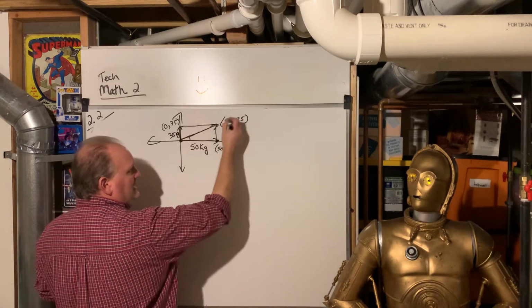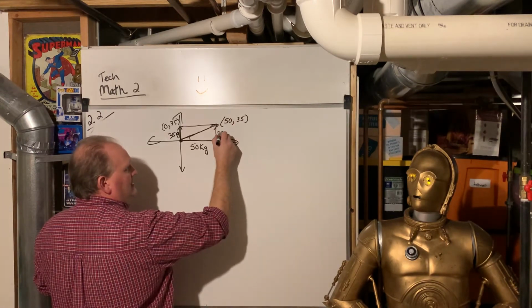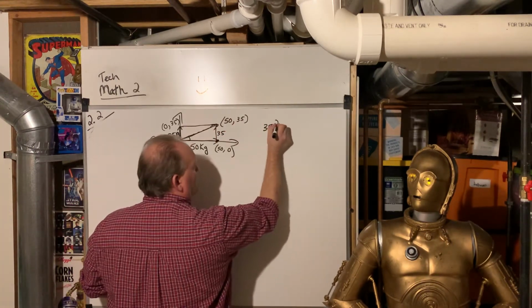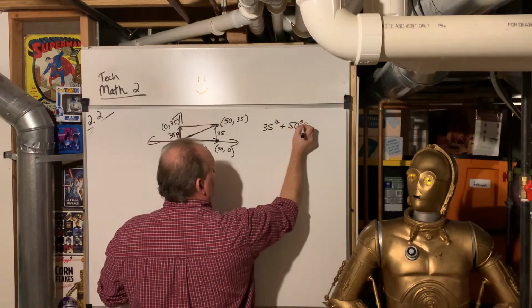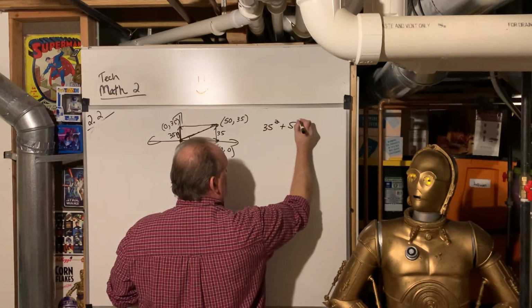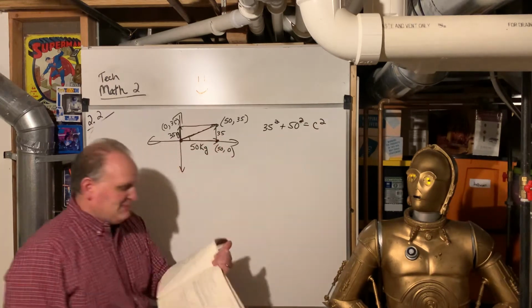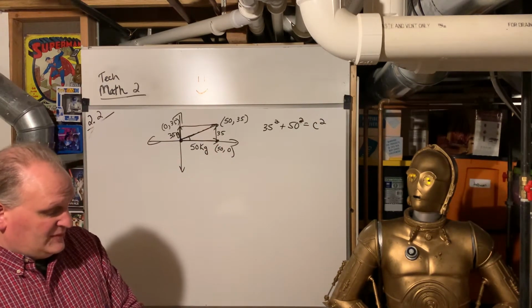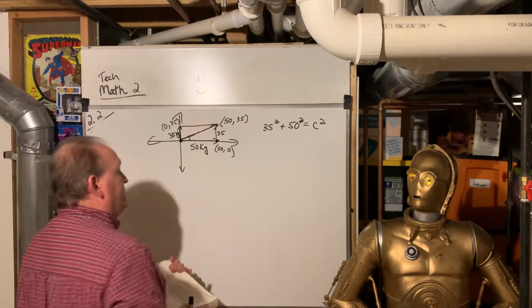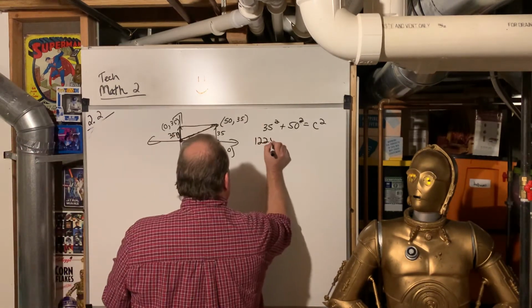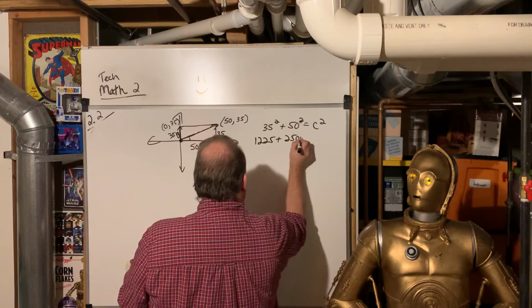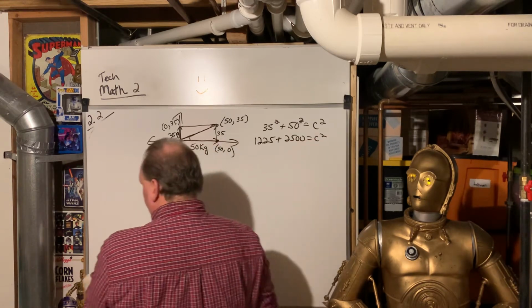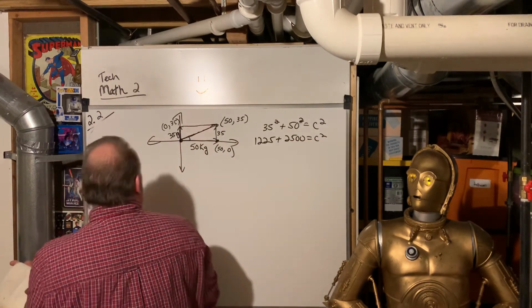And so you take this 35 squared plus 50 squared is equal to c squared. Okie dokie. So 1,225 plus 2,500, and that is 3,725.